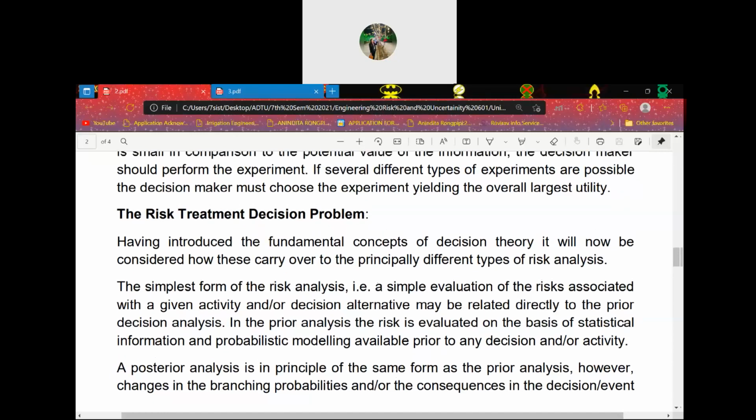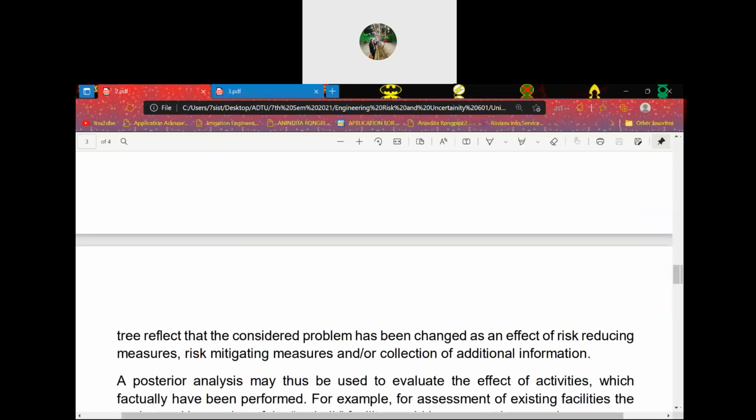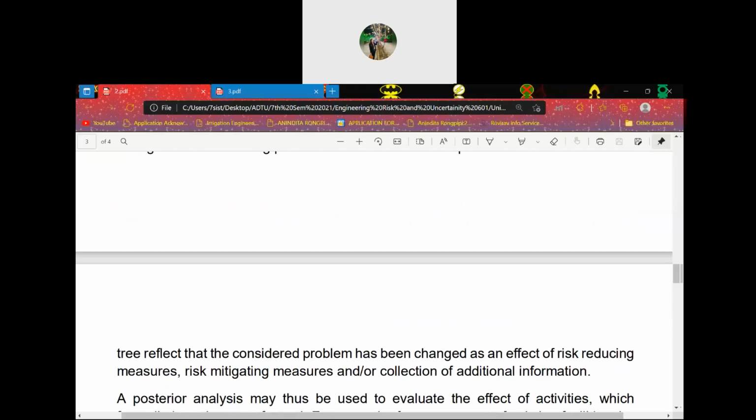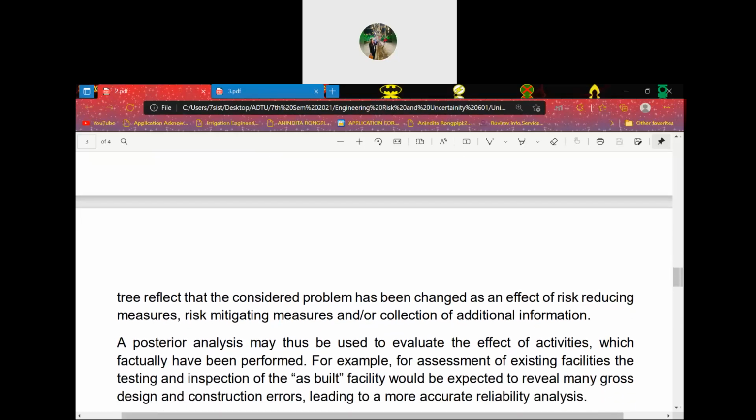However, changes in the branching probabilities and/or the consequences or results in the decision event reflect the considered problem, and this has been changed as an effect of risk-reducing measures or risk-mitigating measures or collection of additional information. So posterior analysis may thus be used to evaluate the effect of activities which have factually been performed or that have already been performed.